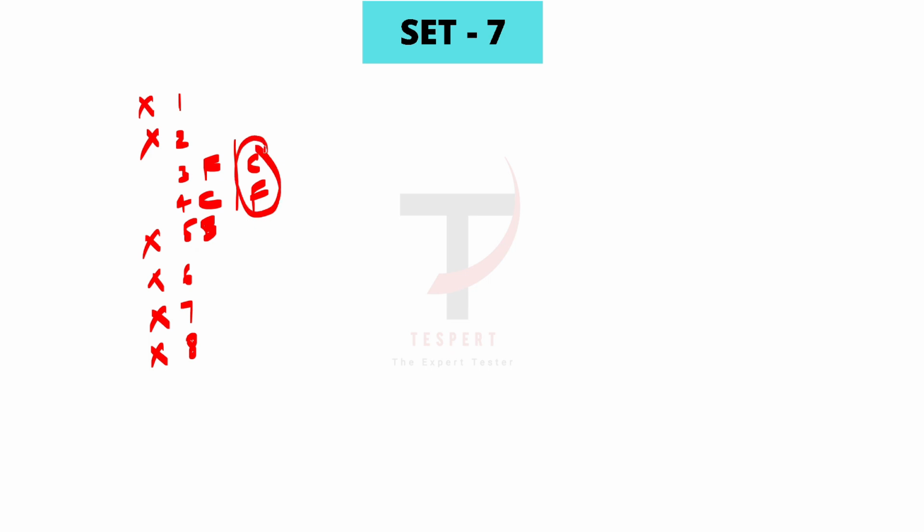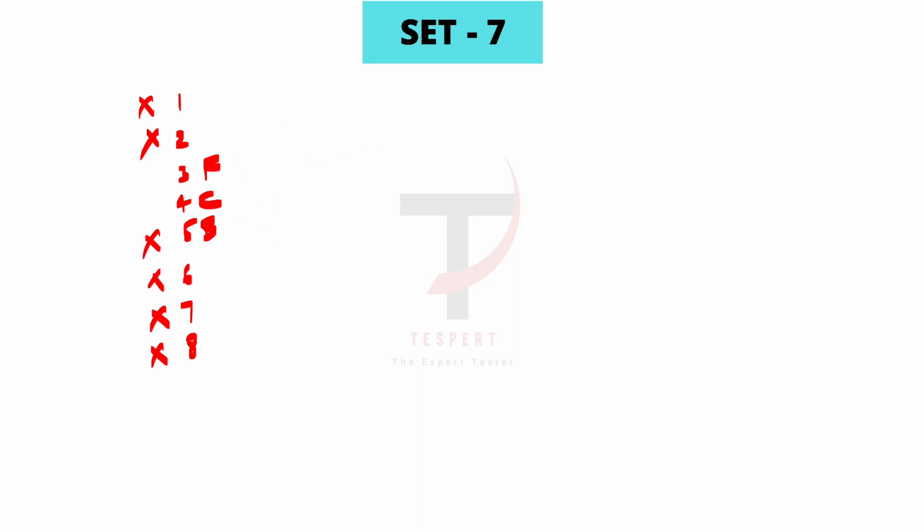Why is this ruled out? Because if we place B here, then F and B are the consecutive ones. F and B are forming a pair, and there must also be one more guy who is in between F and B, which is not possible with this case. So this case is completely ruled out.